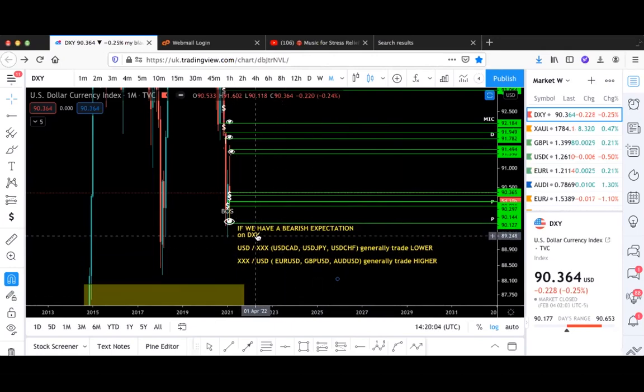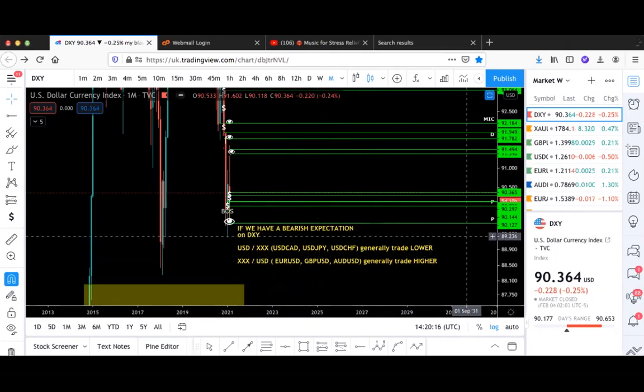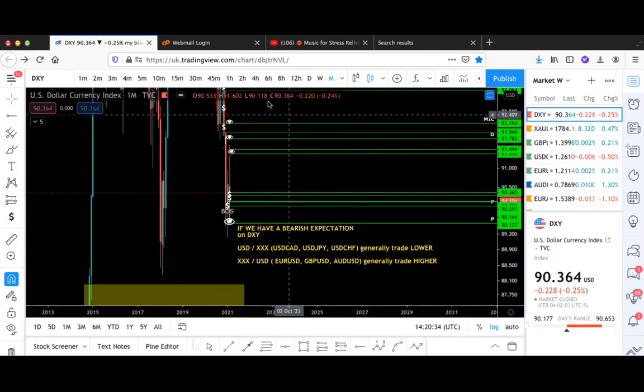On the other hand, if we have a bearish expectation on DXY, that means the dollar index price is dropping, we could anticipate on Euro USD, GBP USD, AUD USD, generally trade higher. This is the general correlation, guys. Maybe sometimes it's off. We don't need to see everything picture perfect, but generally this is what is going to happen, right?